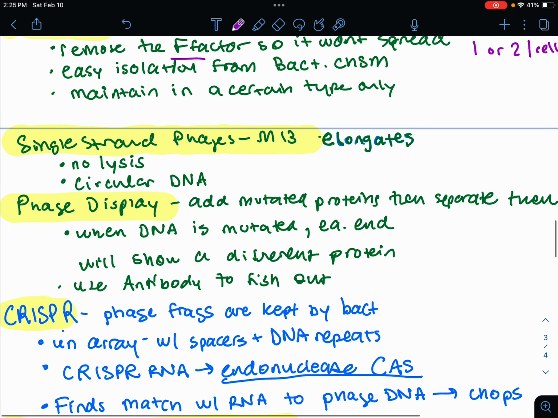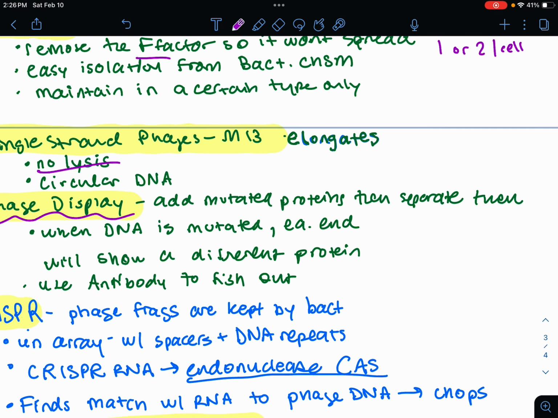We also have derivatives of single-stranded phages. So M13 will infect E. coli cells. However, the product phage within the growing cells, they're going to be producing phage within growing cells without lysis. So no lysis, again, with these single-strand phages. They're going to make this circular single-stranded DNA, and this could be used in a technique called phage display of mutated proteins. The DNA sequence of a foreign protein is inserted into the protein PII, located at the tip of the phage. So we're going to add those mutated proteins and separate them.